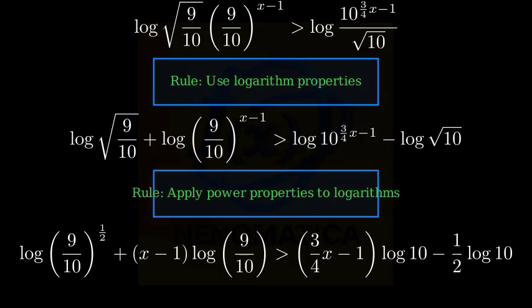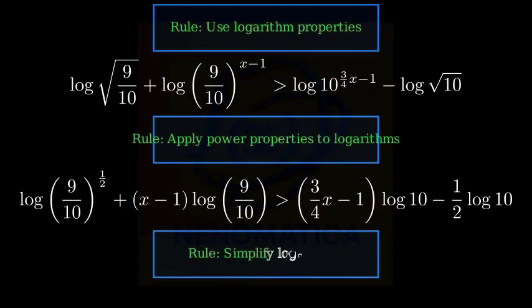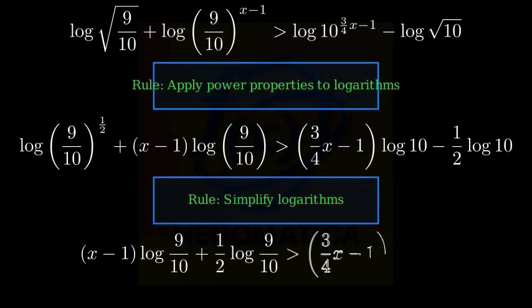Let's further simplify this expression. We know that log of 10 is equal to 1 because 10 to the power of 1 equals 10. Therefore, our inequality simplifies to x minus 1 times log of 9 over 10 plus 1/2 times log of 9 over 10 is greater than 3/4 x minus 1 times 1 minus 1/2.